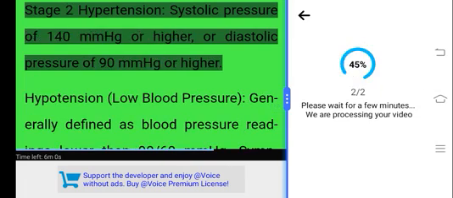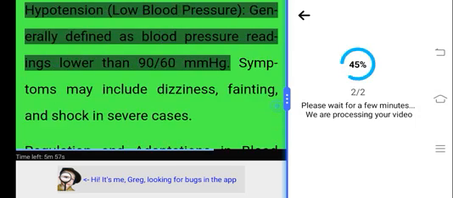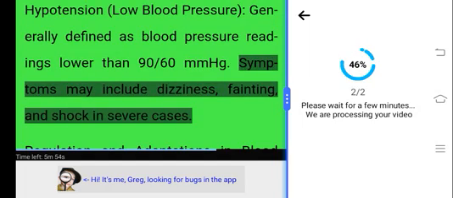Stage 2 hypertension. Systolic pressure of 140 millimeters of mercury or higher, or diastolic pressure of 90 millimeters of mercury or higher. Hypotension. Low blood pressure, generally defined as blood pressure readings lower than 90/60 millimeters of mercury. Symptoms may include dizziness, fainting, and shock in severe cases.